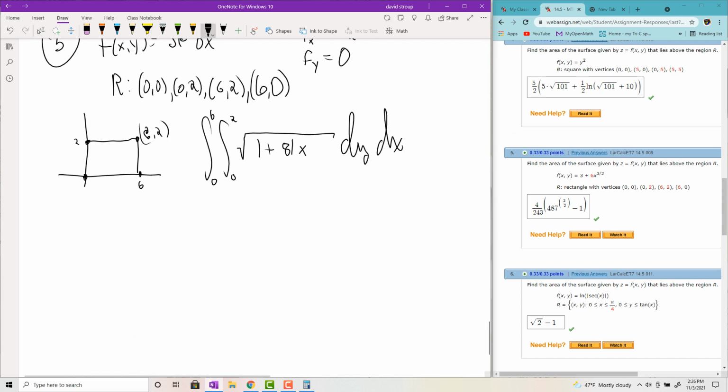Probably going to need to do a u sub on this character. U would be 1 plus 81x. So du is 81 dx. So you get a factor of 1 over 81 popping out. What else?